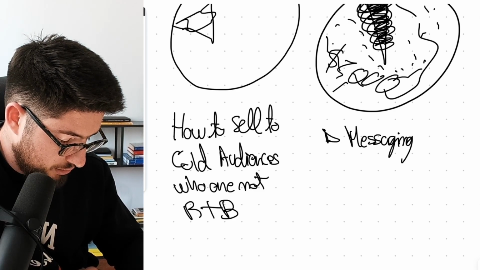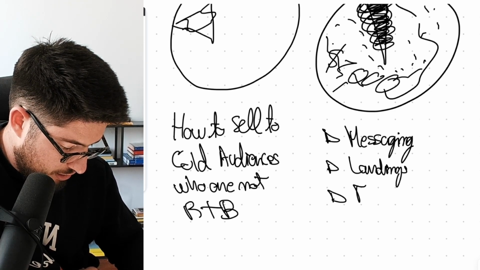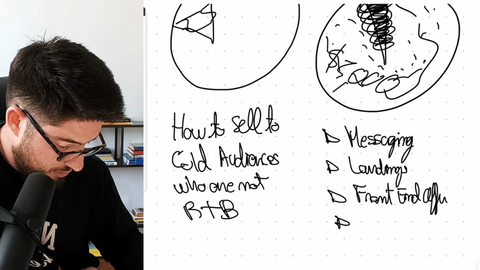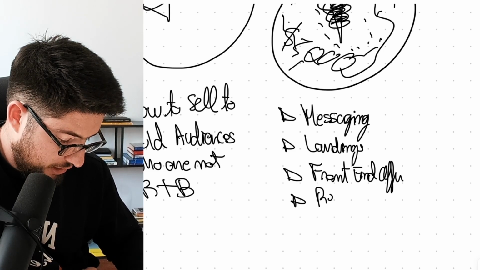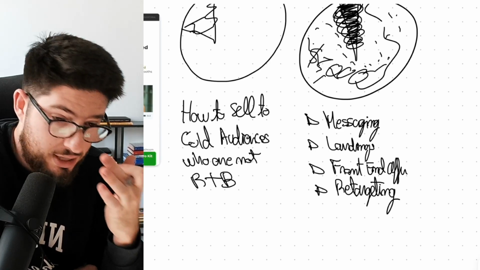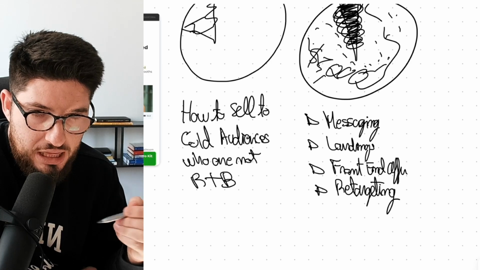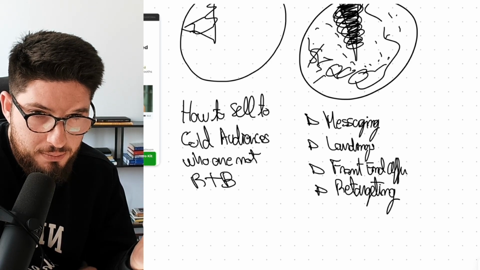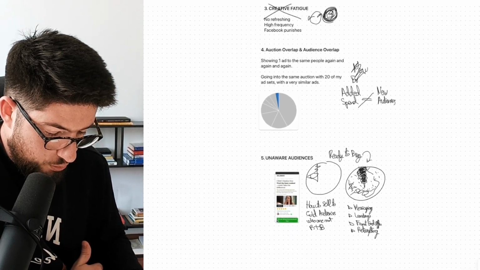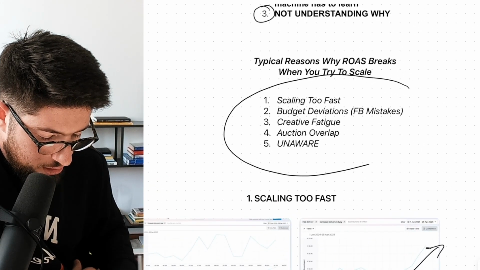So this will be messaging, so new angles that are cold traffic friendly, landings, front end offer, and retargeting is included in here because these people need more follow-up. I mean, another reason why ROAS breaks at scale is because you're only scaling cold traffic and you're not following up with these people over and over and over again. So that would be another reason. I mean, I don't want to go crazy deep into this, but these will be the main reasons. I don't know in your specific case which one it is. Like, what are you doing of all of these ones?